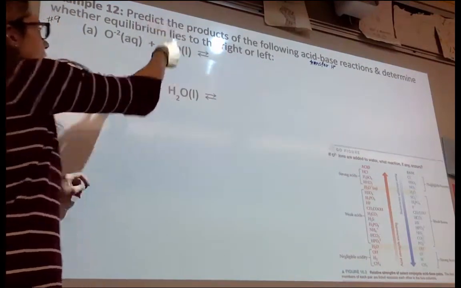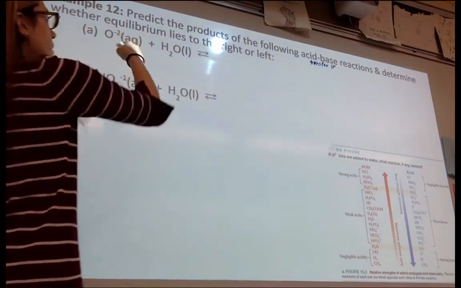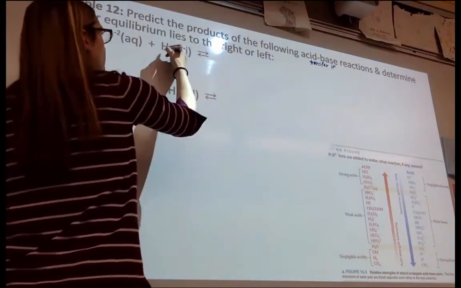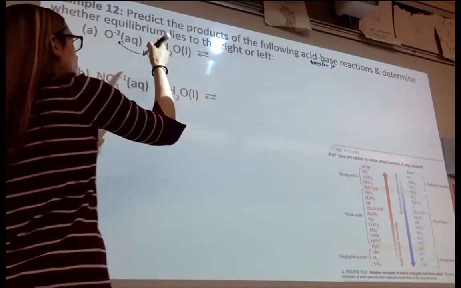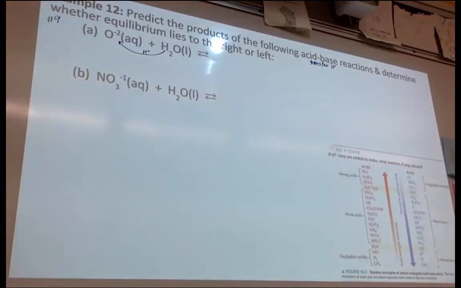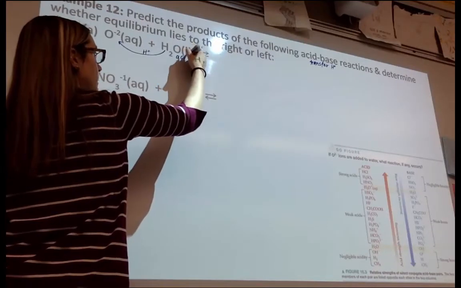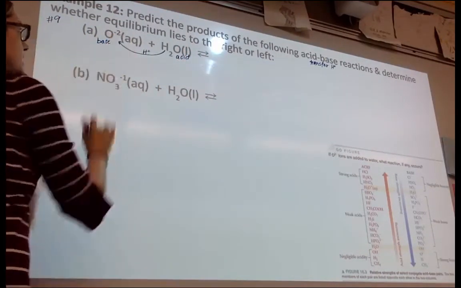Now if we look at part A, only one of the reactants has an H that it could donate. O2 minus, the oxide ion, doesn't have an H. It can't donate anything. That means that water is going to donate one of its protons to the oxide ion, which means water, if it's donating, is the acid. The oxide ion, if it's accepting, is the base.